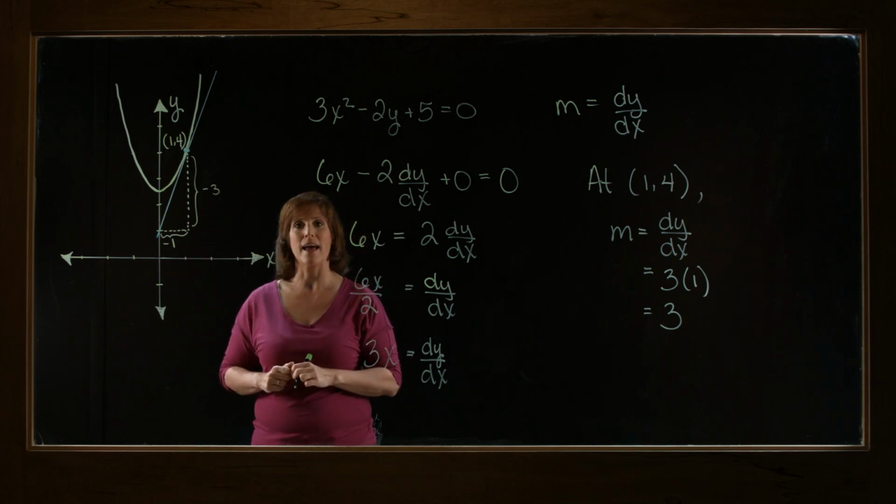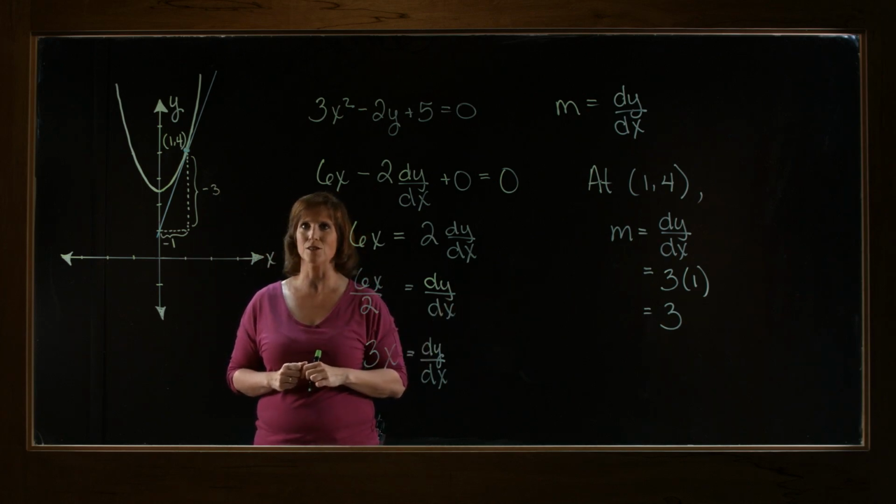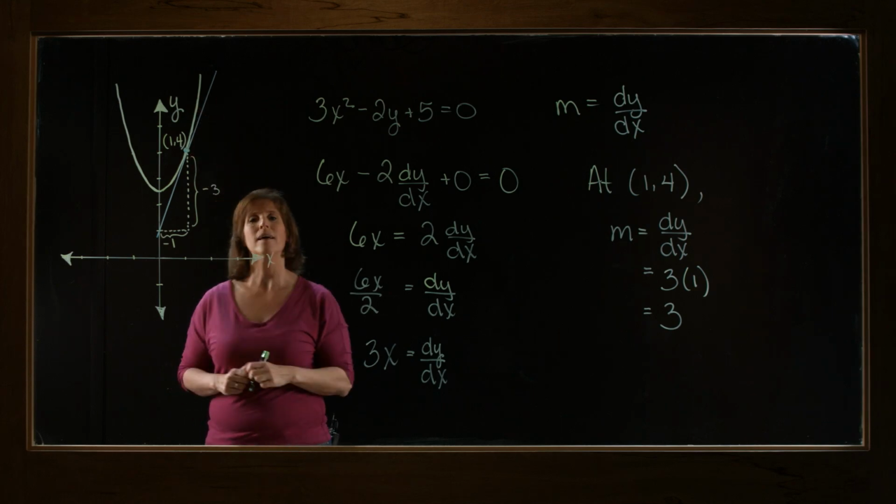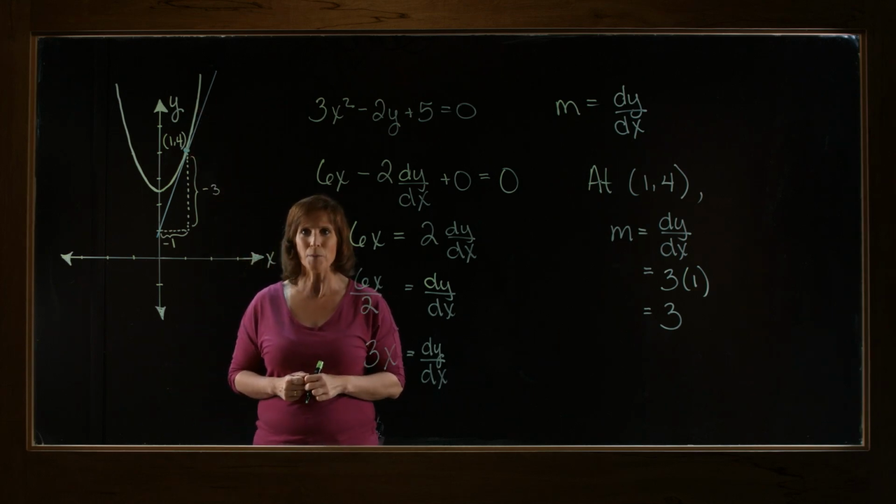Negative 3 divided by negative 1 is 3, just like the slope told me it was. You could also from this point move up 3 and to the right 1. That works as well. I hope this was helpful.